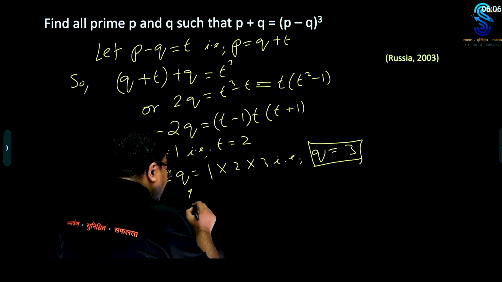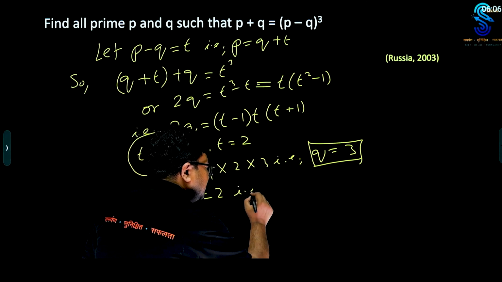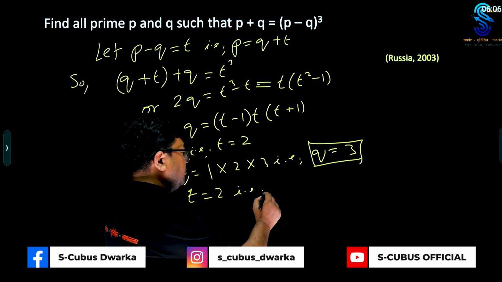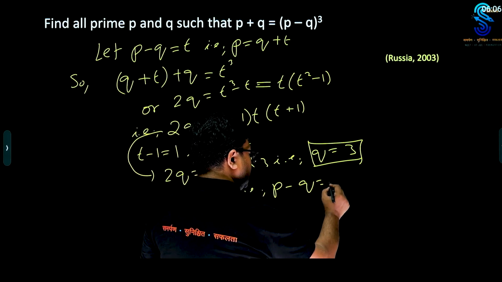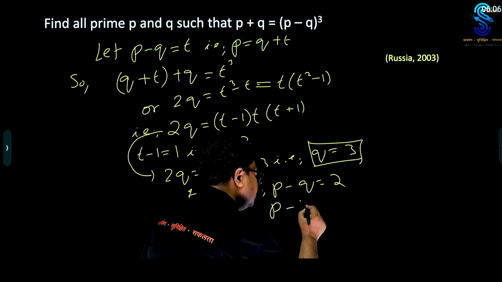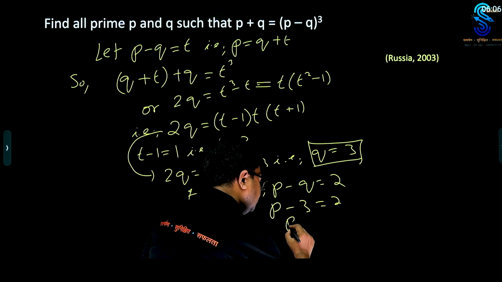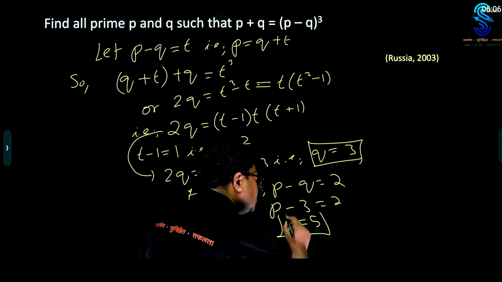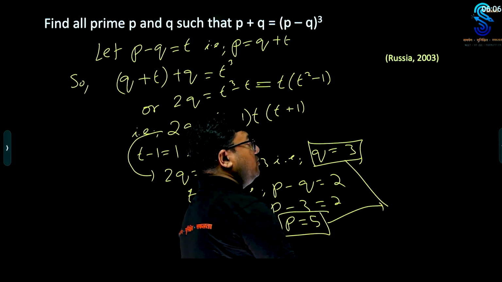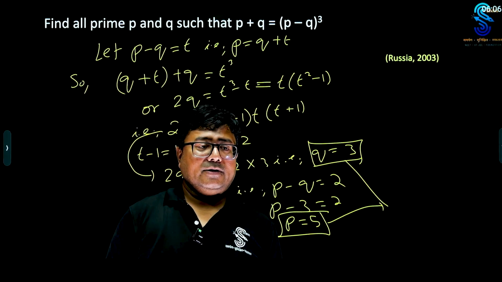Now t is 2, that means what is t? P minus q. But what is q? So we got the value p is 5 and q we already got. So we know what is p, what is q. That's all. Thank you.